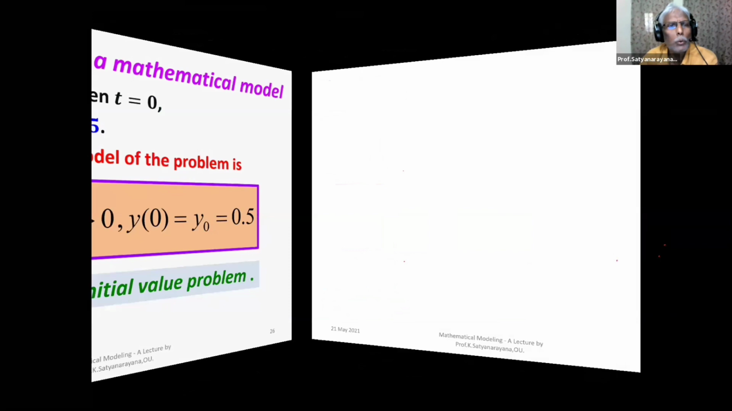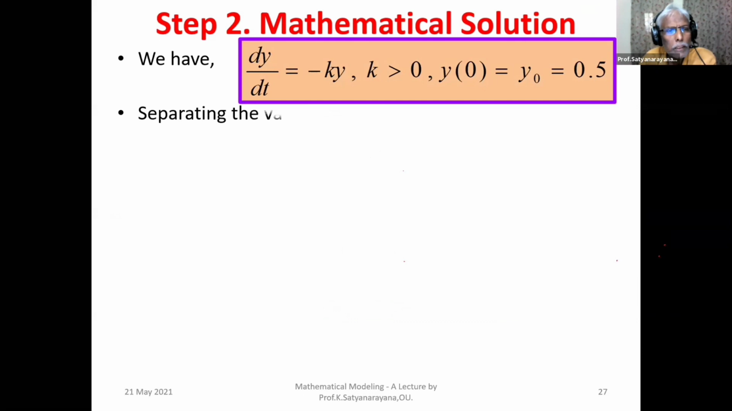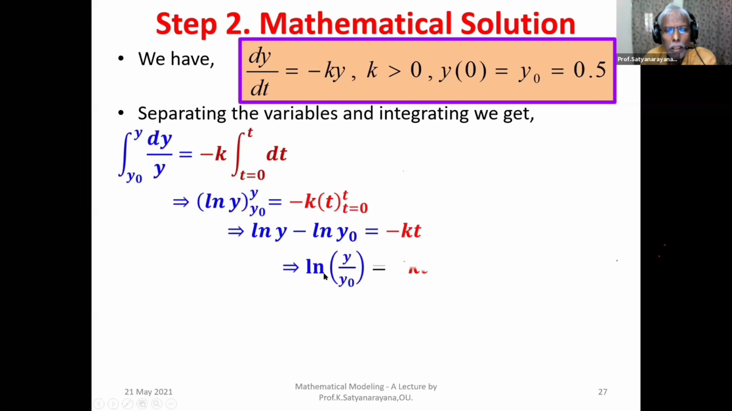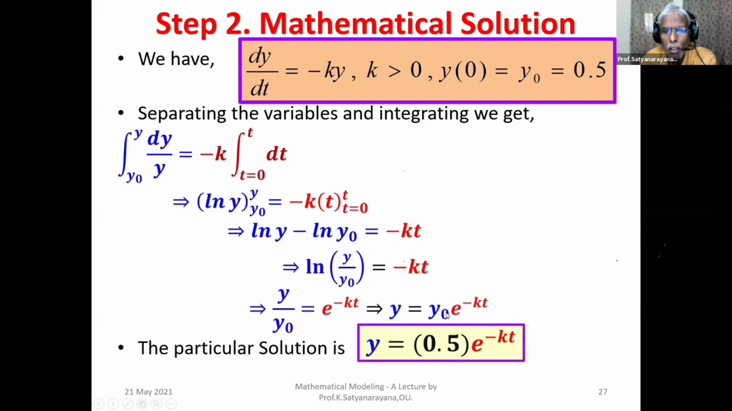Solution. We have this model. Separating the variables and integrating, we get the integral from y naught to y of dy by y is equal to minus k times the integral from 0 to t of dt. Integrate: ln of y from y naught to y is equal to minus kt from t equal to 0 to t. This will be ln of y minus ln of y naught is equal to minus kt. The ln of y by y naught is equal to minus kt. Remove the logarithm. y by y naught is equal to e to the power minus kt. This implies y is equal to y naught times e to the power of minus kt. What's the particular solution? y naught is 0.5. y is equal to 0.5 times e to the power of minus kt.